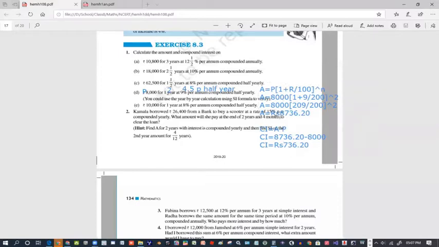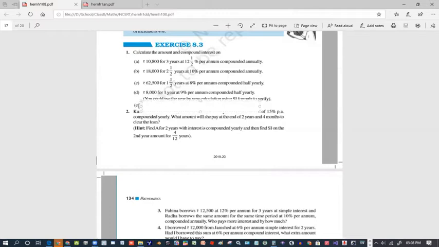So note it and verify. Rupees 8736.20 is the amount and compound interest is 736.20. I will erase and do the next. E. Here the value given is P. And compounded half yearly means 4%, correct? So 4% per half year, this is R. And this is N. N will become 2.